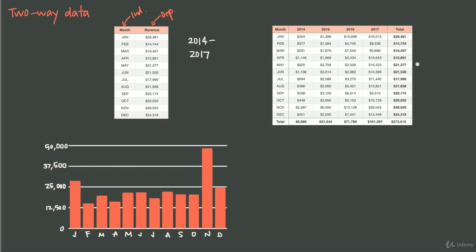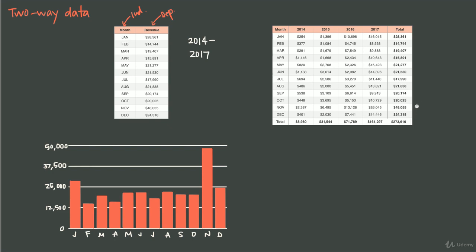In addition to that, on the right-hand side, I have totals by month. These represent the sum of each row, so 28,361 is the sum of January across all 4 years, which makes sense because these numbers match the data in my one-way table. Notice here January is also 28,361, like it is over here. So this gives me the total for all of January, 14,744 is for all of February, 19,407 is for all of March, etc. And this gives me insight into the best month for the artist historically.